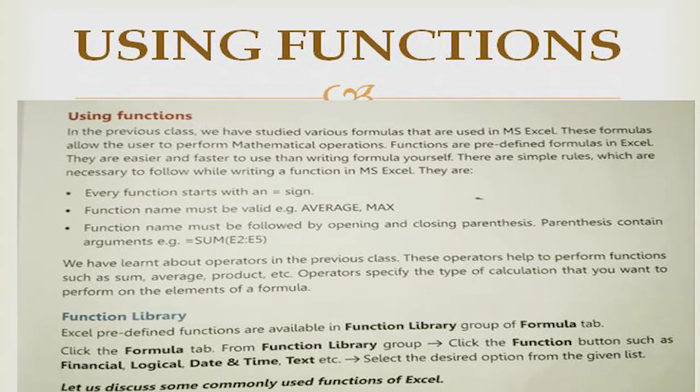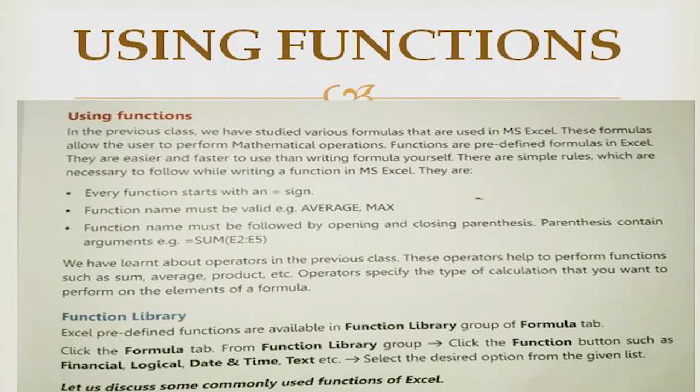Every function starts with an equal to sign. That means every formula should start with the equal to symbol or sign. The function name must be valid, like it should be average or max, minimum, like that. The function name must be followed by opening and closing parenthesis. That means opening bracket and closing bracket. The function should be written in the bracket. Parenthesis contains the arguments. Example, sum of E2 to E5. That means we are writing the sum function for E2 to E5.